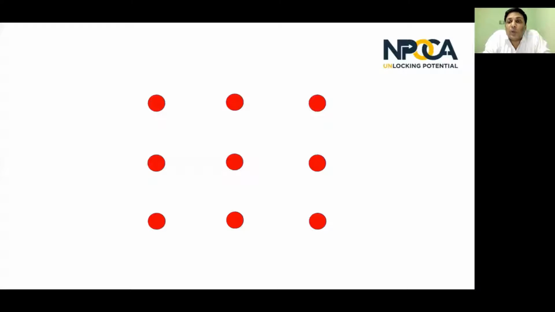I want you to connect the 9 dots using 4 straight lines without lifting your hand from the paper. Connect the 9 dots using 4 straight lines without lifting your hand from the paper. Once you start, you need to keep doing it in whichever fashion.